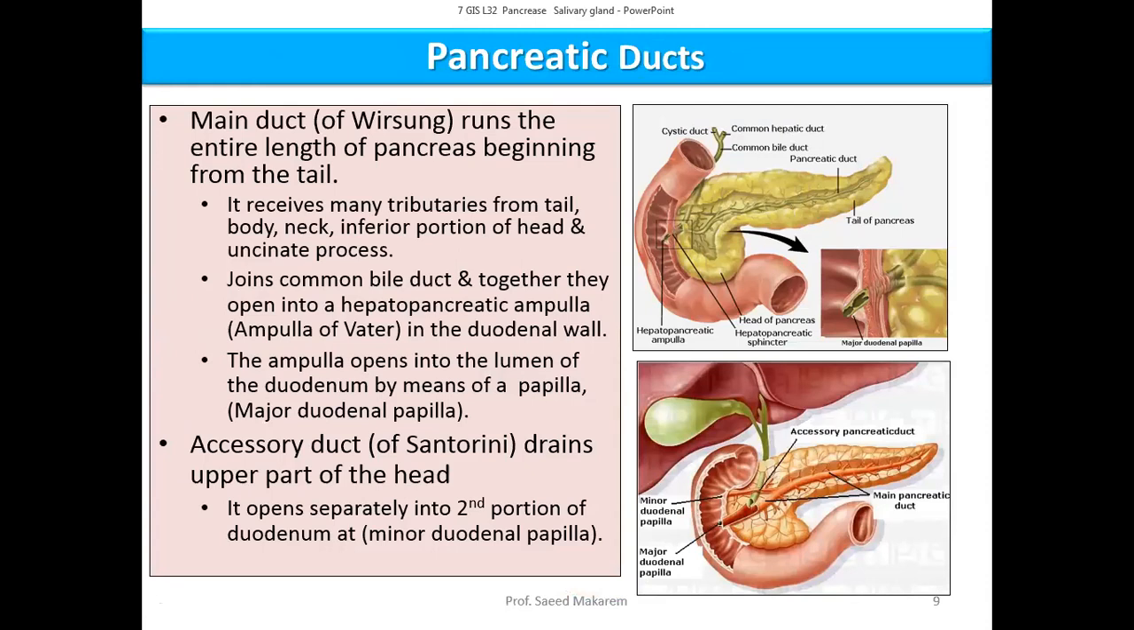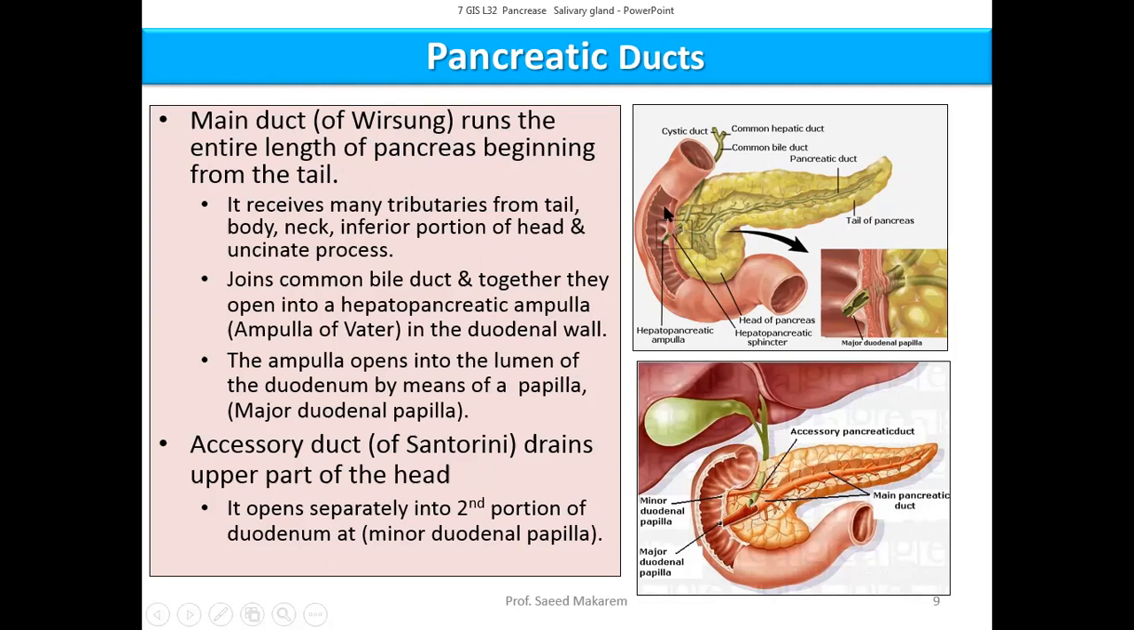Now coming to the pancreatic duct. If you see here, this is the pancreatic duct. So here also you can see there's a pancreatic duct. So the main duct is called as the duct of Wirsung. It runs the entire length of the pancreas beginning from the tail. So it starts from the tail, goes all the way up to the head. So if you see here, it is starting from the tail and going all the way.